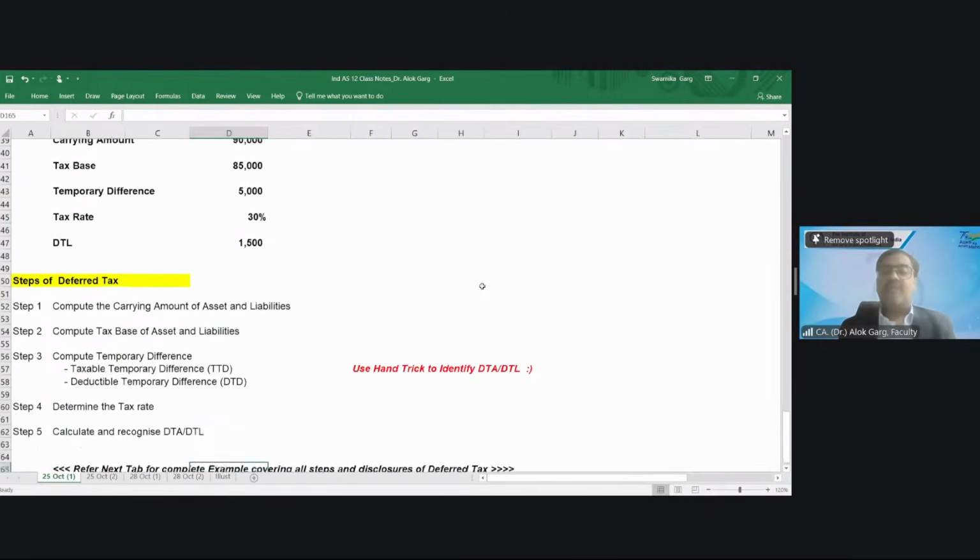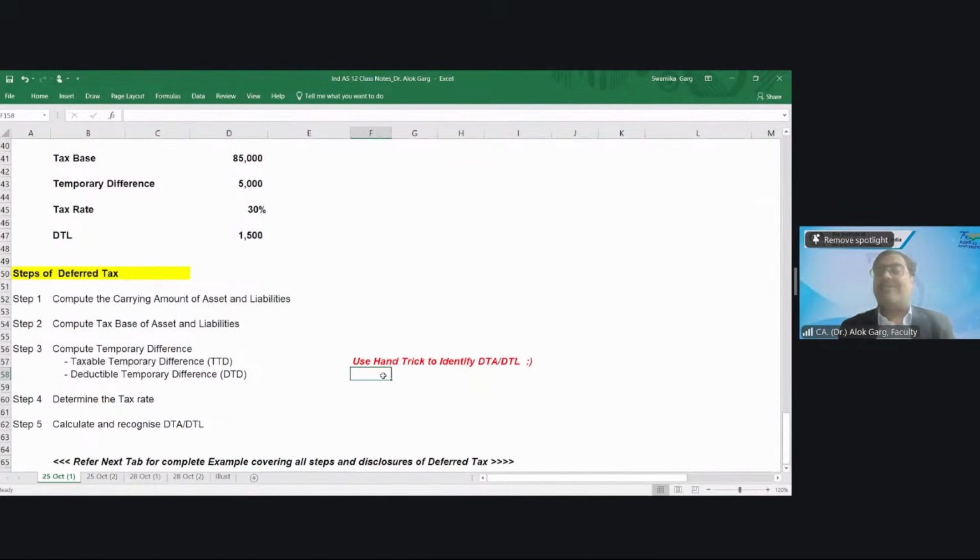And you need to use the hand trick to identify DTA and DTL, right? Okay. So now, what are the steps of deferred tax? Step number 1, compute the carrying amount of assets and liabilities. How will you compute the carrying amount of assets and liabilities?